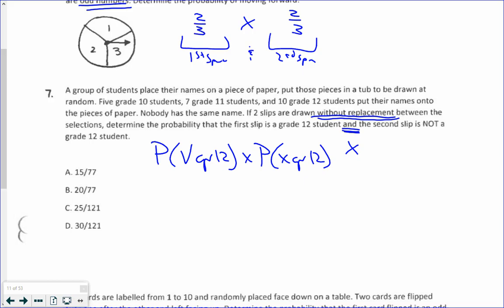Want over total. How many grade 12 names are in the bucket? 10. Out of a total of 5, 7, and 10, that's 22 names. So there's 10 grade 12 names out of 22 in the bucket. I pick out Maddie. Okay, so Maddie's going to whatever this is. Okay. How many names do I have left in the bucket now?